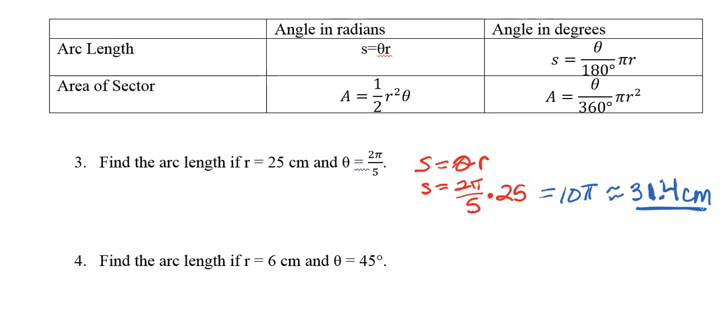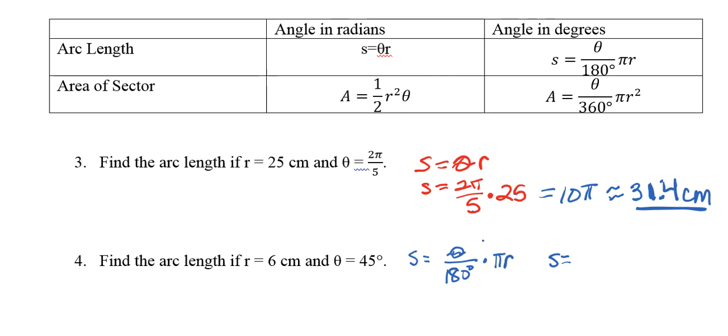So in this one, it says find the arc length if r equals 6 centimeters and theta is 45. So this time I'm going to use the arc length given the degrees. So I'm using s equals theta over 180 times pi times r.